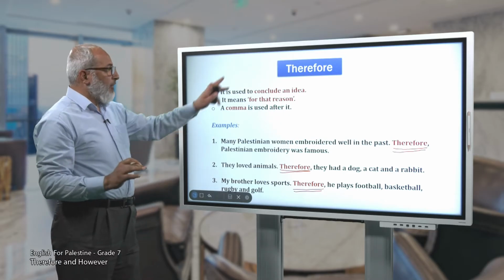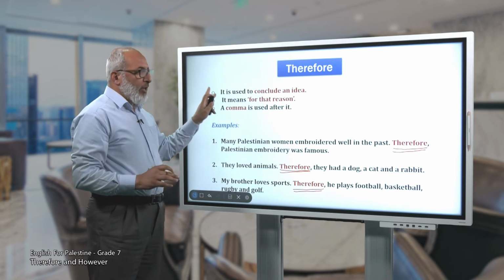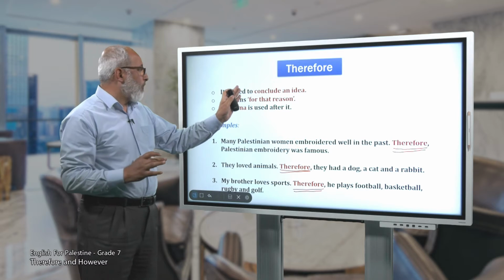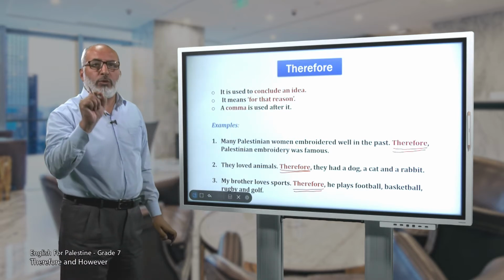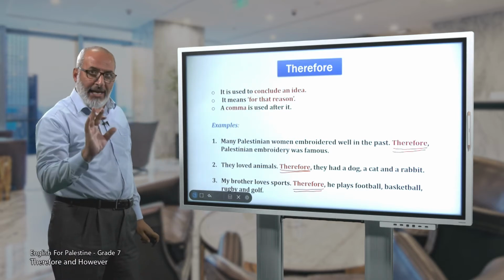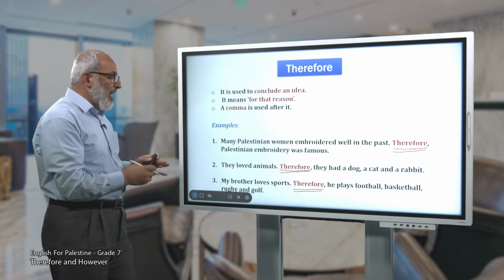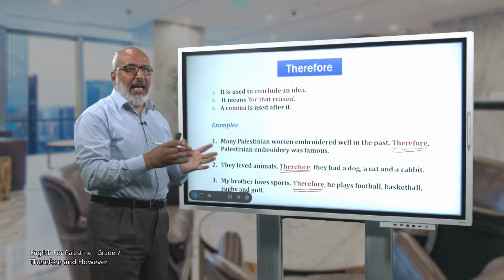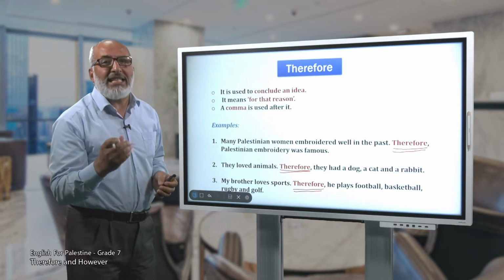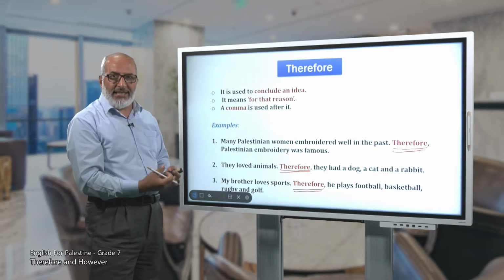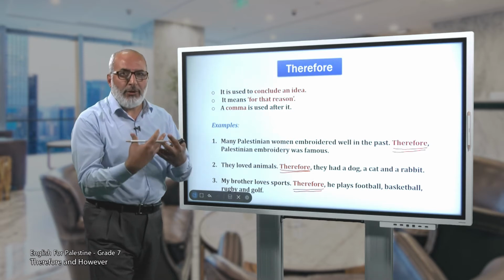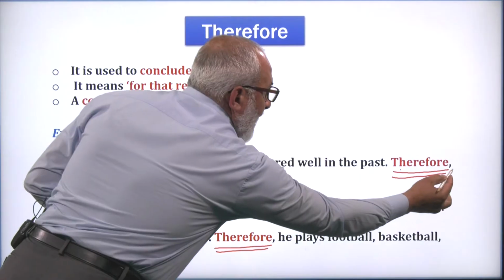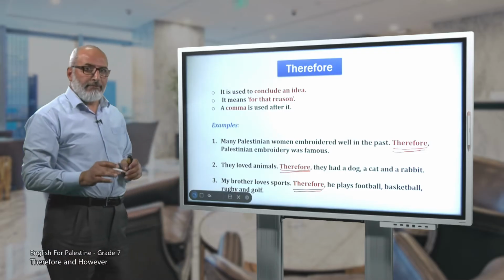Again, therefore, we use it to conclude an idea. It means for that reason, and we always put a comma after it. Okay? So, when we have two sentences, one is an idea or a reason, and the second is a conclusion or a result, we join them together by using therefore, and don't forget to put a comma after it. Okay? Great.